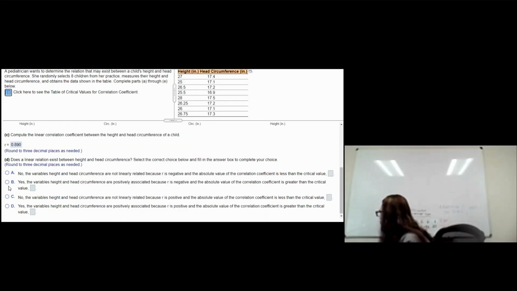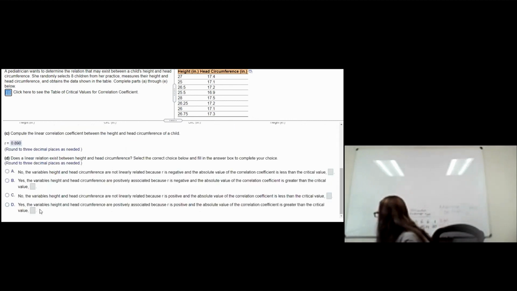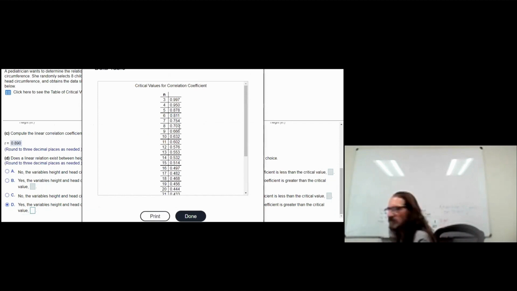Then I've opened up the table of critical values. We had a sample size of 8, and so I needed the critical value that went along with 8. Which is 0.707. 0.890 is greater than that.